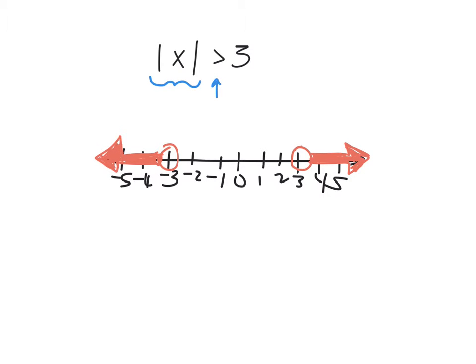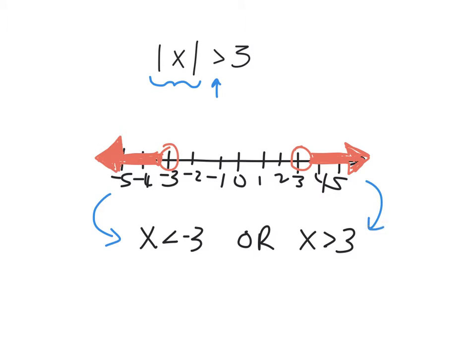And so what that tells me is that I can rewrite this problem as an OR problem, and I won't have the absolute values anymore. Basically, this is x is less than negative 3, or x is greater than 3, right? That's the two sides. This picture goes with this one. This picture goes with this one. We've seen these before. This inequality looks almost exactly like the original.